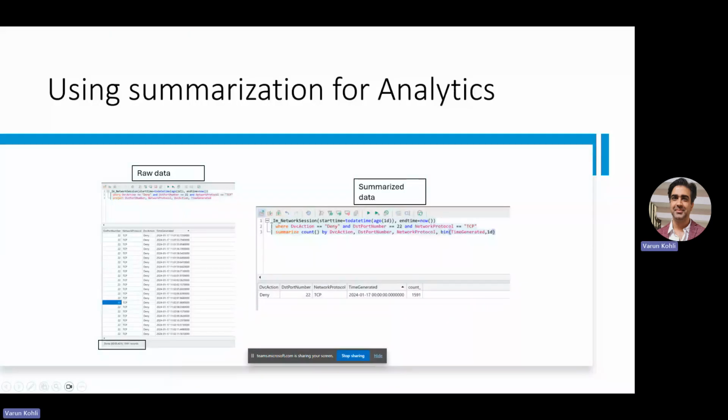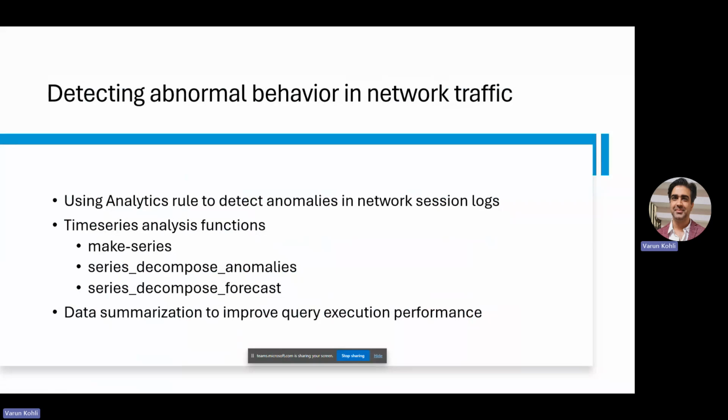So coming back to our presentation, just to summarize what we covered, we saw an analytic rule, and we saw how an anomaly was detected on a network log. We saw the time series functions to detect anomalies and for forecasting future values. And we also discussed an approach for improving your query performance using summarization.